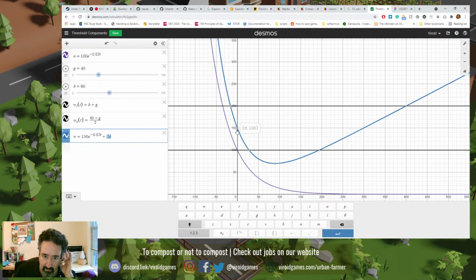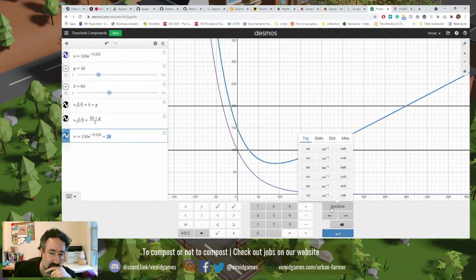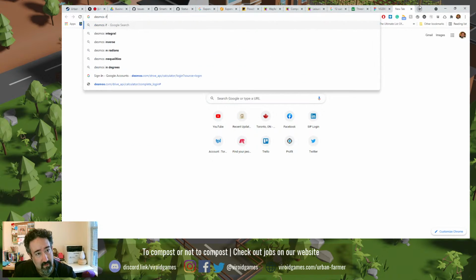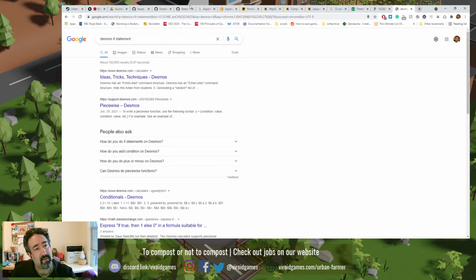Because this doesn't make sense. I mean, the only reason why this makes sense is somewhat like showing it this way. Can we do if cases here? Am I really pushing the silliness? Desmos. Desmos if statement. We might actually have something.